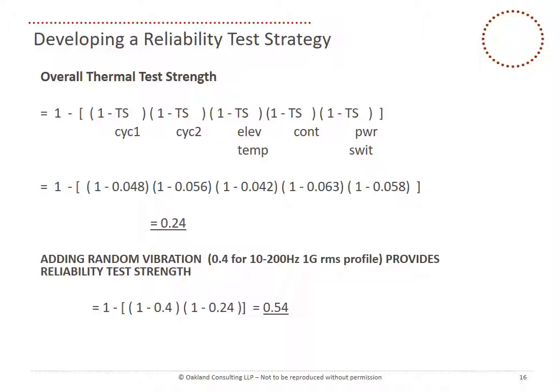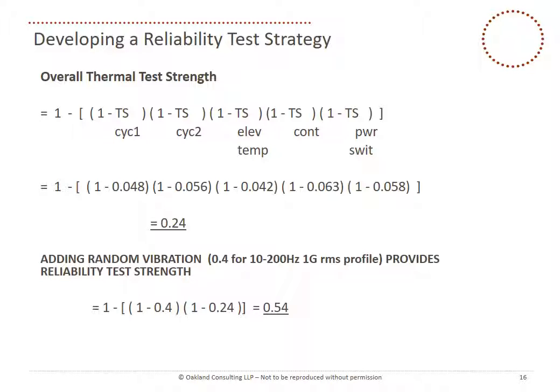So if we look at that, the probability of not finding a defect with everything combined would be the probability of not finding a defect with test strength for temperature cycling 1, cycle 2, elevated temperature, constant power, and power switch. So it's a probability law. We are going to multiply the probability of not finding a defect from each applied stress, and then we come up with a figure which we then subtract from 1.